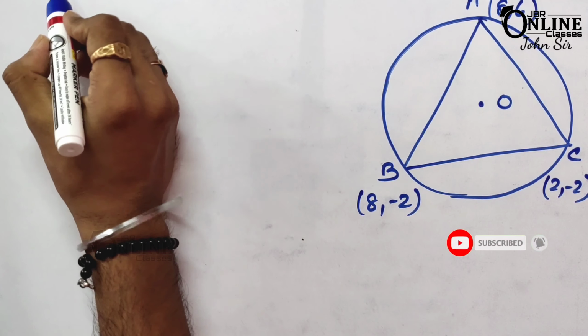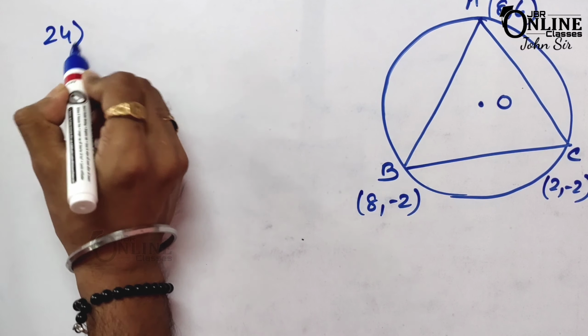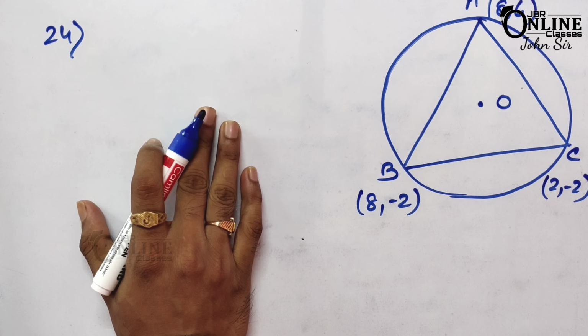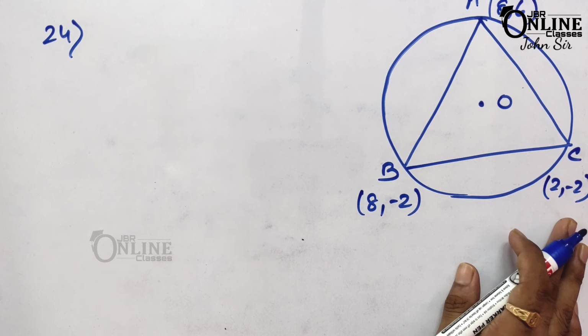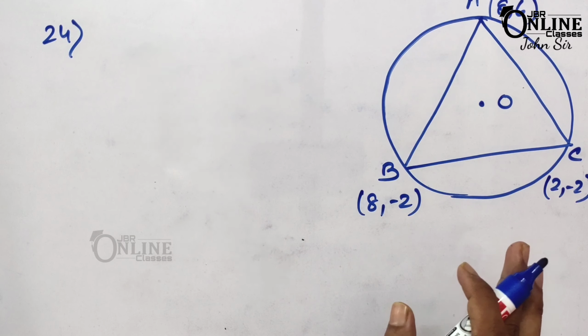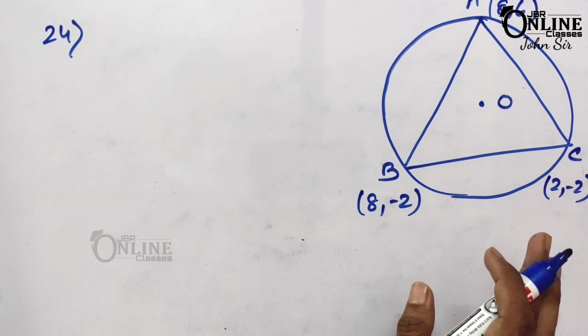So now this is the last problem, sum number 24. In sum number 24, find the coordinates of the circumcenter of the triangle whose vertices are (8, 6), (8, minus 2) and (2, minus 2). So that means you have to find out the circumcenter.